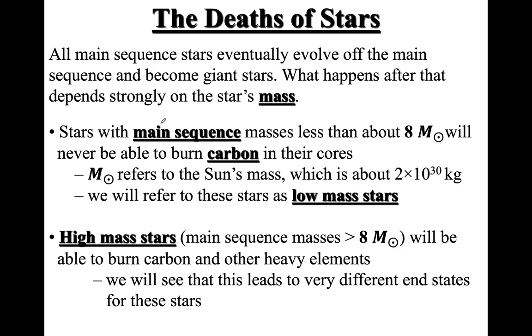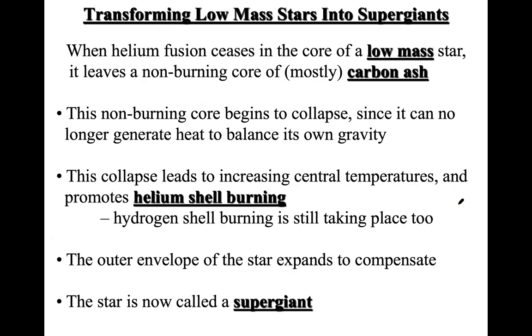But these lower mass stars, less than 8 solar masses, cannot make carbon into heavier materials, right? We will refer to these types of stars as low mass stars, even though they are around 8 solar masses or less, right? Now, the high mass stars will be able to burn carbon and other heavy elements, right? Because of that, they will follow a different end state and different path. We will talk about that in a separate lecture. But for today, we will focus on what happens to these low mass stars, right?